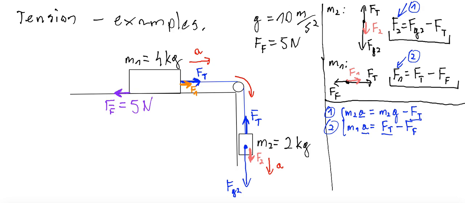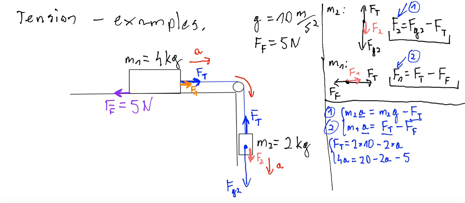I write the first equation in the form of Ft. Ft is equal to m2 times g, so it is 2 times 10, minus m2 times a, which is 2 times a. Substitute this into the second equation: m1 times a, which is 4a, is equal to tension, which I write as 20 minus 2a, minus the frictional force, which is given directly and equals 5.